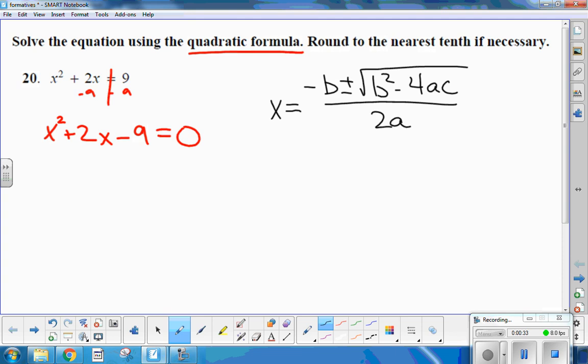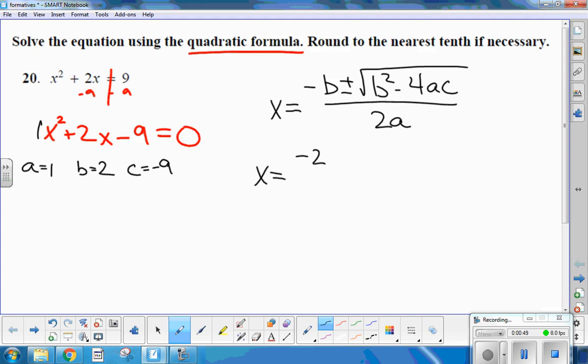So I'm going to go ahead and just label my a's and b's and c's. My a here is 1, not 1x, but 1. My b is not 2x, just 2. And my c is a negative 9. And now I just got to plug those into the formula.